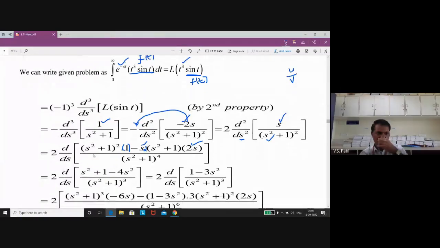Yes, sir. Next, 2 as it is, d by ds as it is. Now we'll simplify this. There is a little bit of overwriting, I'll drop that. Then next, if you simplify this, what happens? I have written directly here, but I will tell you. See here, s square plus 1 whole square is there. Here in this term, s square plus 1 is there. We will take one s square plus 1 outside. I'll write only this part. That is, inside the bracket, what happens?